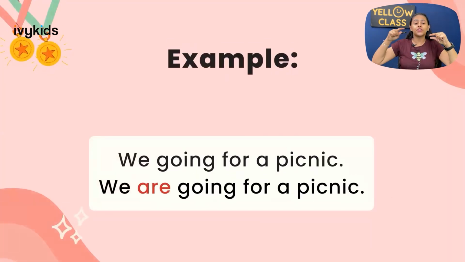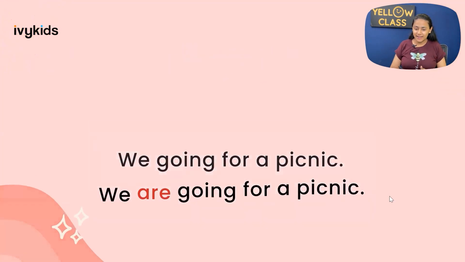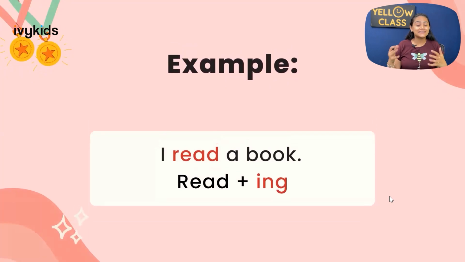Now, we going for a picnic is a wrong sentence. What will it be? We are going for a picnic. This is a perfect sentence explaining what we are doing in the present. Right, everyone? What is happening now? Great.